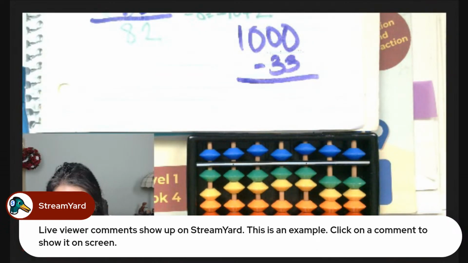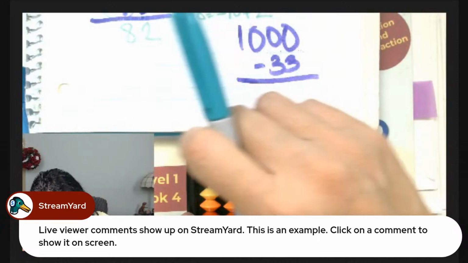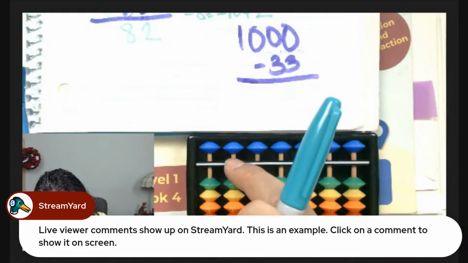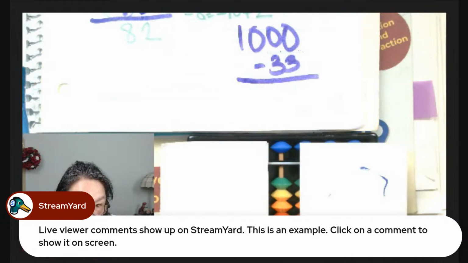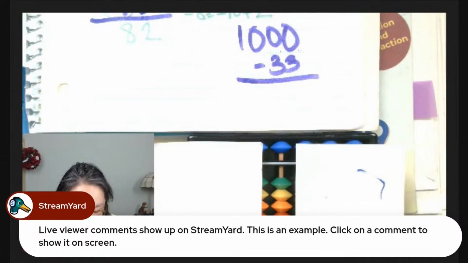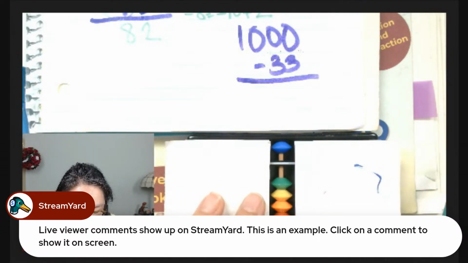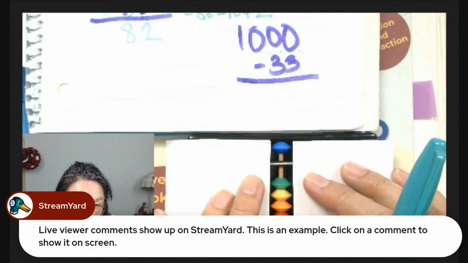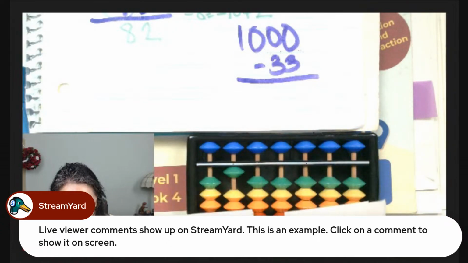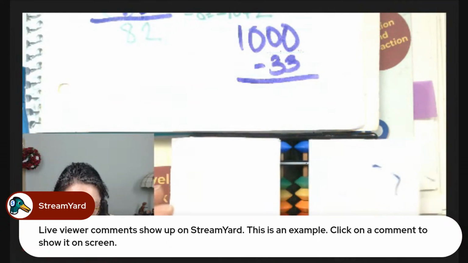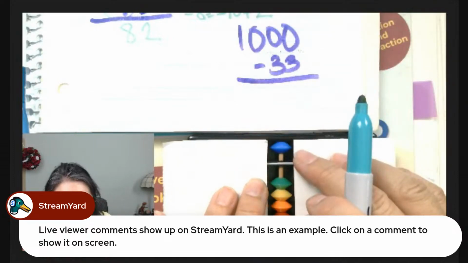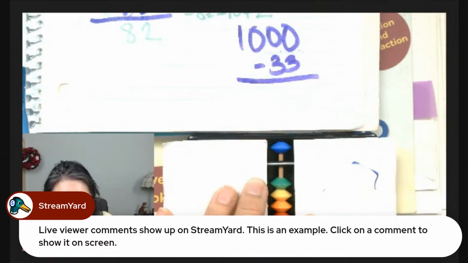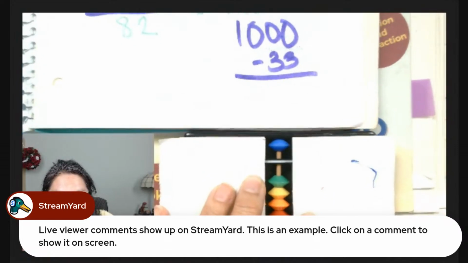So the first thing we're going to do is put it on my abacus. I have 1,000. 1, 2, 3, 4. 1,000 minus 33. So we're going to take away 30, and then we're going to take away 3. But the first thing we're going to do is understand minus 30. Is there enough? There's not enough. We cannot minus the 5, so I'm not going to go there.